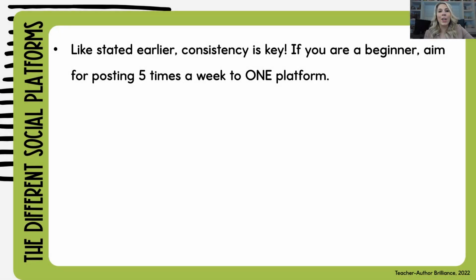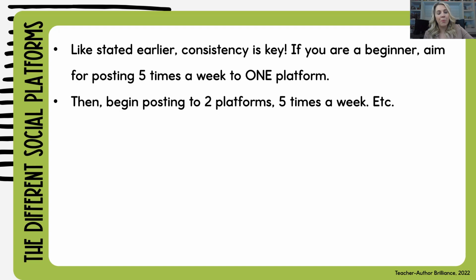Like stated earlier, consistency is key. So if you're a beginner, aim for posting 5 times a week to just one platform. Then begin posting to 2 platforms 5 times a week. And remember that you can recycle the content. So if you're posting it on Instagram, go ahead and post it on Facebook. You're going to have different audiences. Your audience members may overlap, but you're going to have different people too.